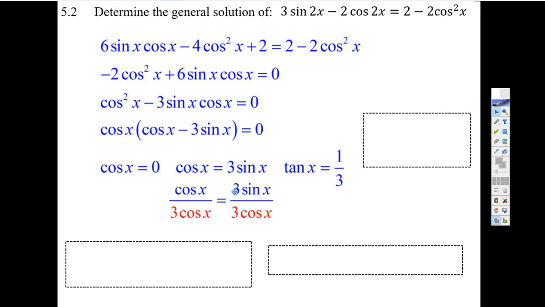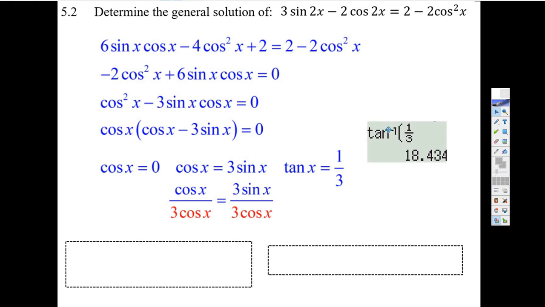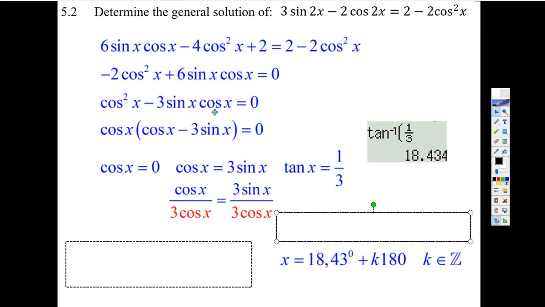And if I divide both sides by 3, 3 divided by 3 is going to give me 1. It cancels here. And over on this side, the cos x divided by cos x equals 1. But there's a 1 over here. That's just 1 up in the top. 1 over 3. So tan x equals 1/3. And then all you do is you go shift tan of 1/3, and your calculator gives you one of the solutions. And with tangent, it repeats itself every 180 degrees. So there's your general solution for the tangent one.